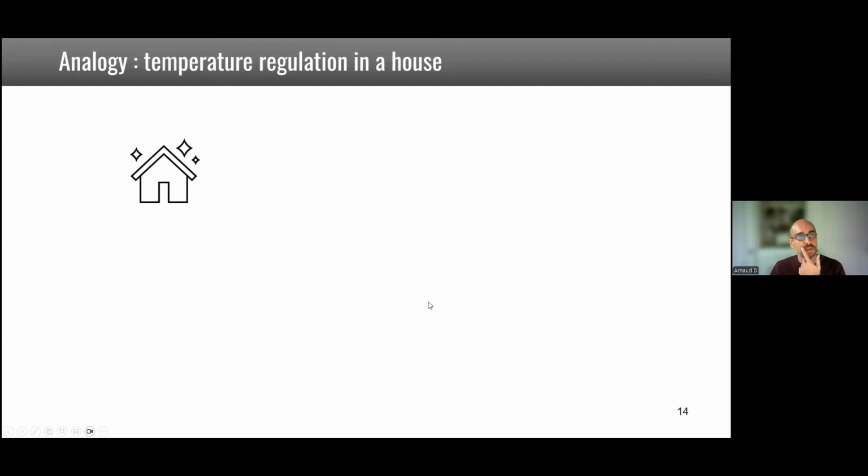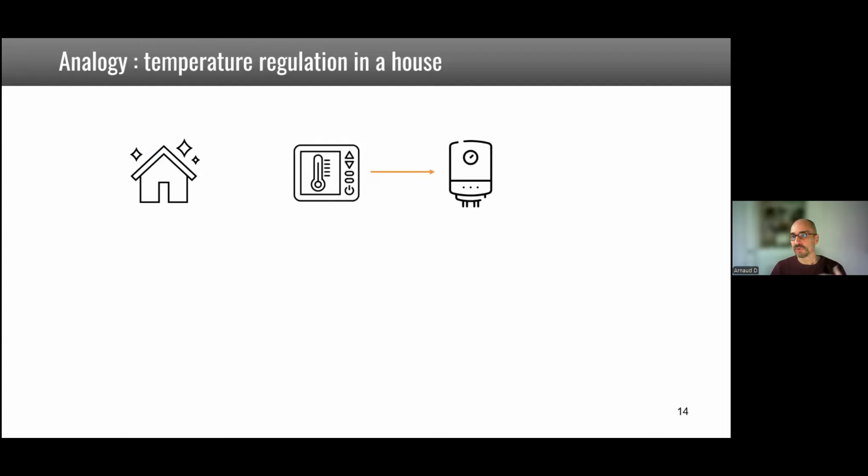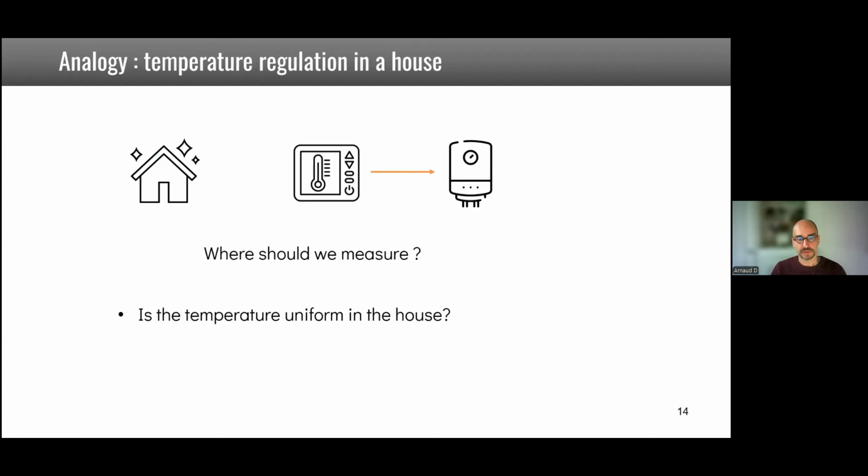Okay. Now, coming back to my analogy of temperature regulation in a house, you know that usually you measure temperature, and then from that you're going to use a heater, and you're going to have some kind of control law telling you, okay, it's too cold, so now please put some heating so I feel better. So there is a feedback loop. But the question is, where should we measure? Because is the temperature uniform in the house?